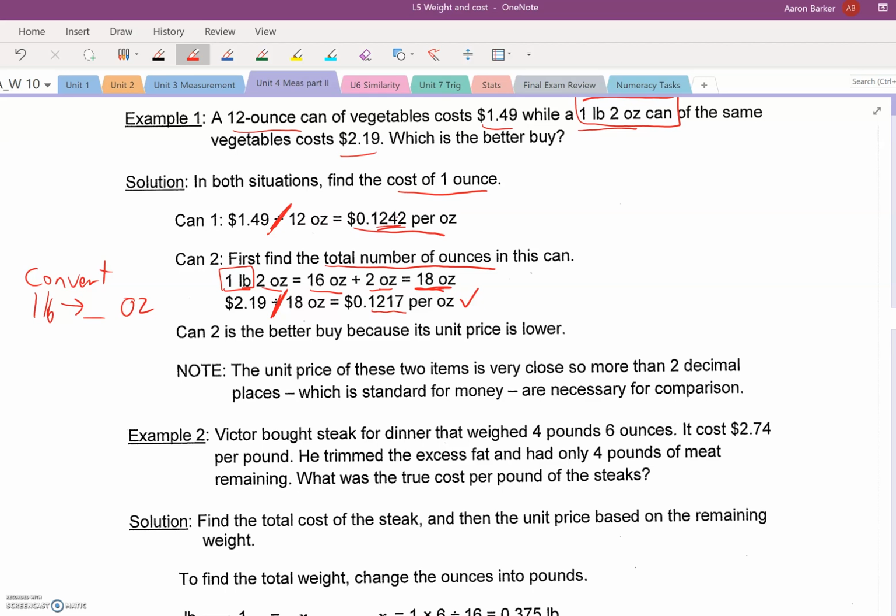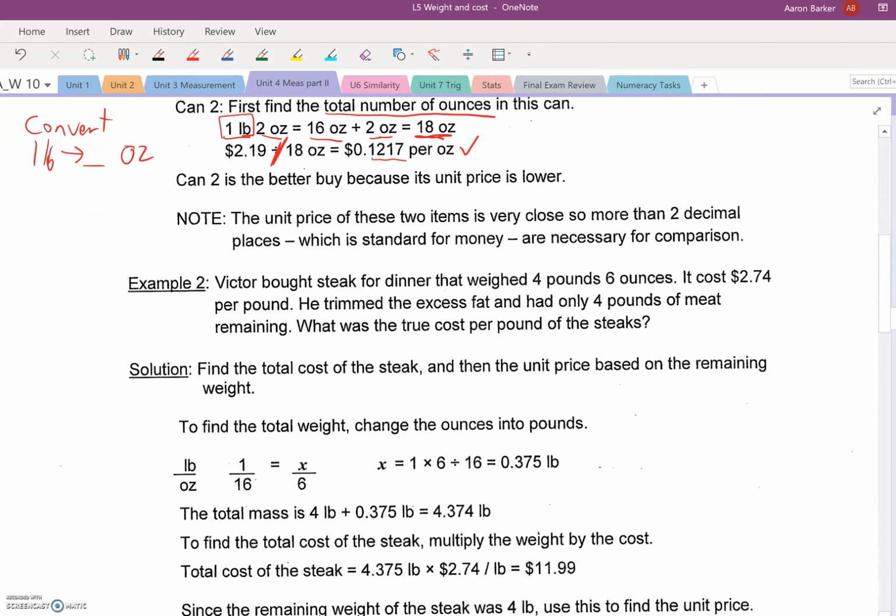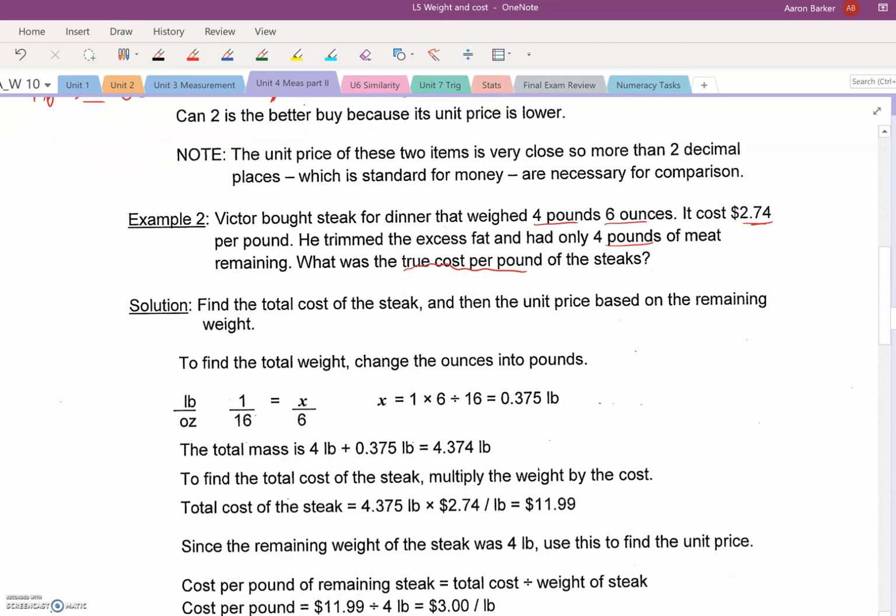Okay, another example. Steak dinner. So you bought a steak dinner, 4 pounds 6 ounces. It costs $2.74 per pound. You trim off the fat, and you only have 4 pounds remaining. What is the true cost per pound of the steaks? So first of all, find the total cost of the steak. So the total cost is $2.74 times 4 pounds and 6 ounces.